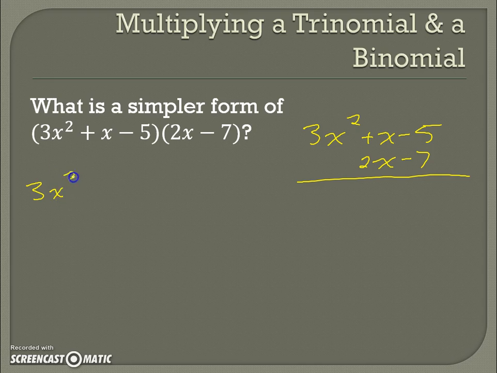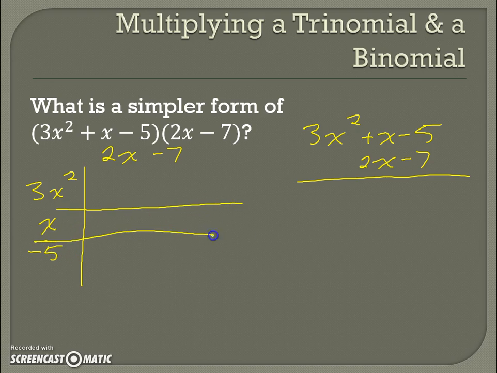So I'm going to go ahead and write that out, just like we did before. So 3x squared, x, and then negative 5. And then right here, I'm going to have these terms. So I have 2x, and then negative 7. And we'll create our table to keep our stuff separated. Make sure that minus goes with that 7, and this minus goes with the 5.